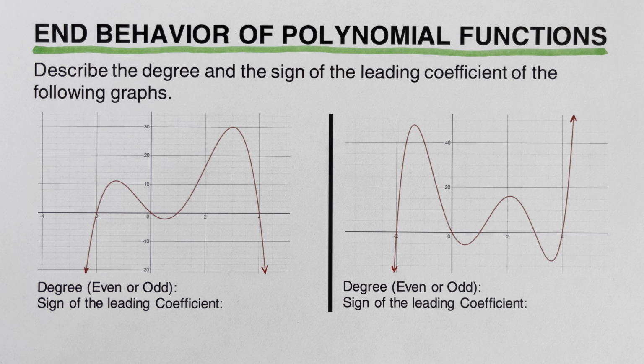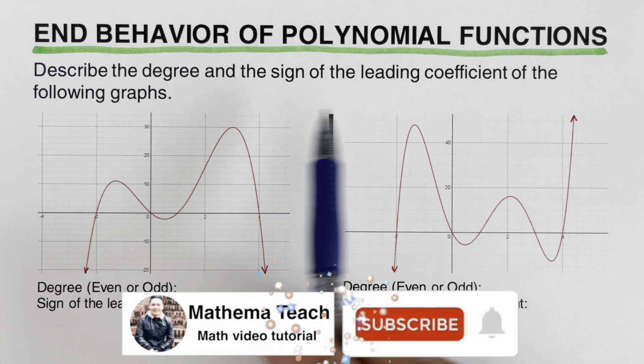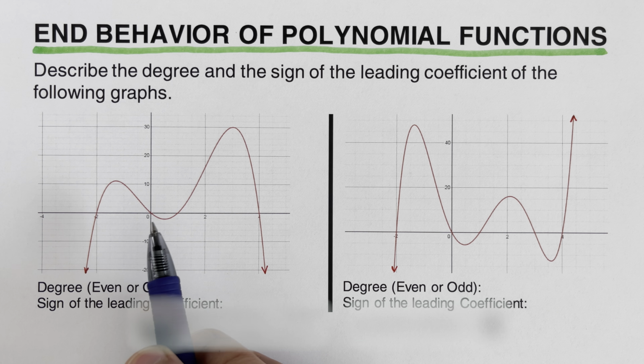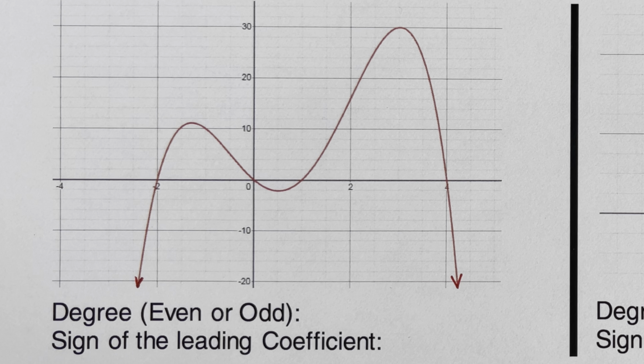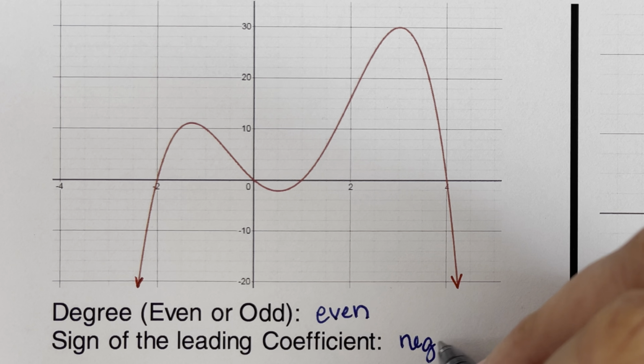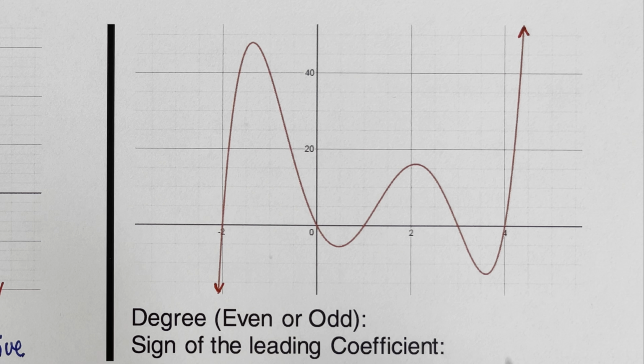Okay, going back to these examples that we have right here, we're supposed to describe the degree and the sign of the leading coefficients of the following polynomial graphs. So let's start with the first one. In this case, we're supposed to determine the degree for this. Since both ends of the graph are directed downward, this graph is even, negative. So I'm just gonna write negative for this. And so again, this graph has an even degree, and at the same time, the sign of the leading coefficient is negative.